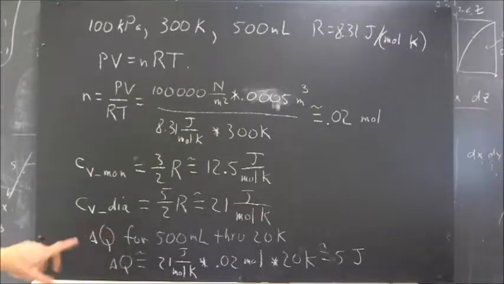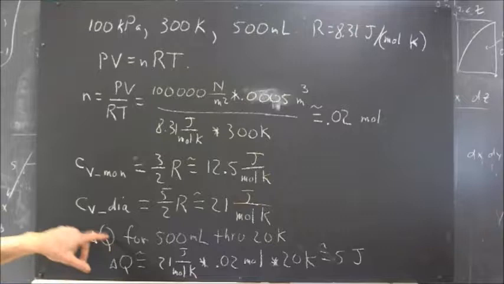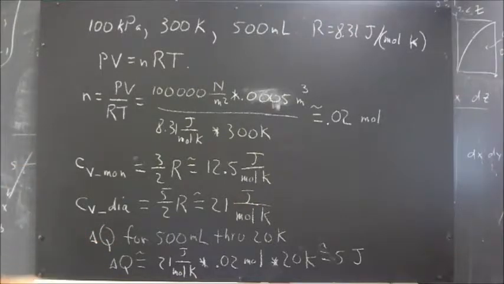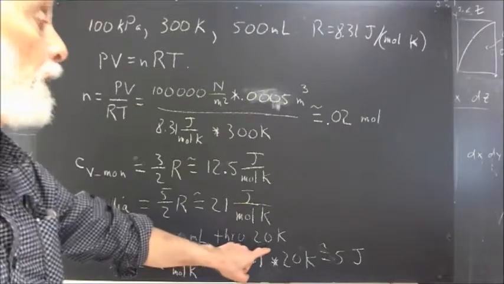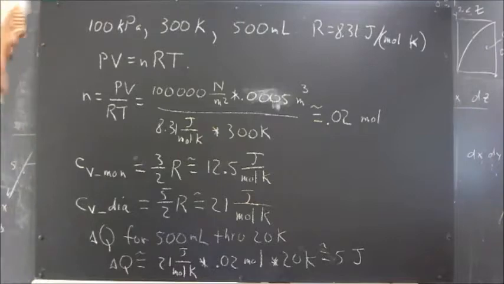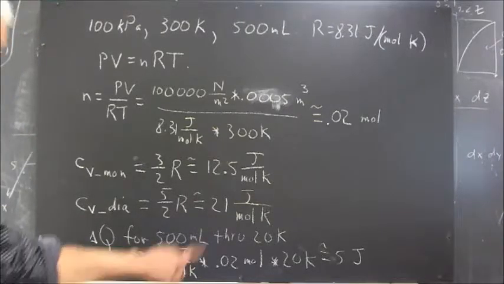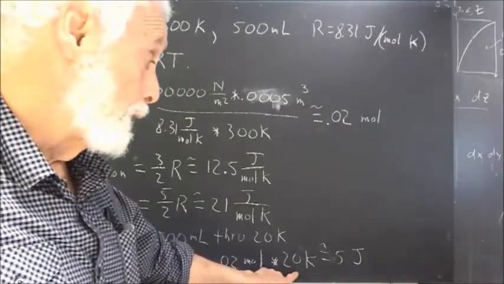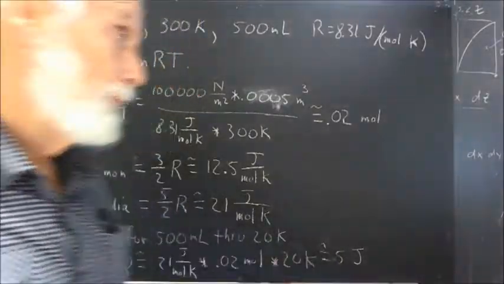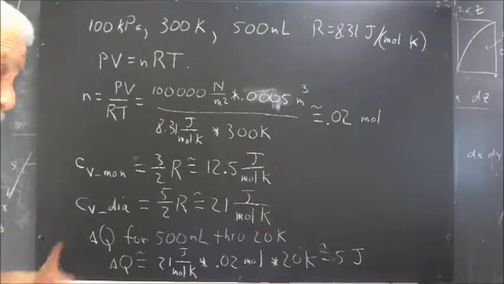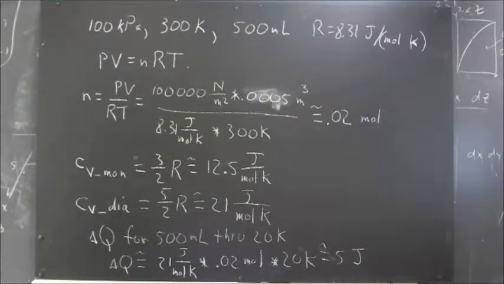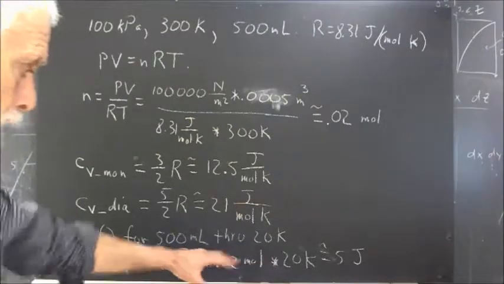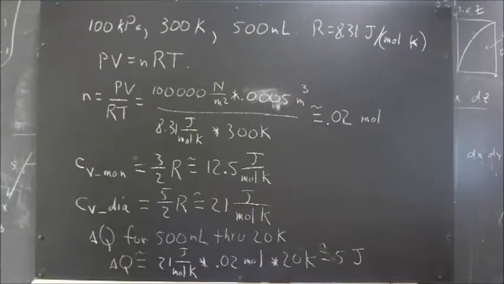So the delta Q is the change in thermal energy, the energy you've got to add to the gas to heat it up. The heat energy you've got to add to the 500 milliliters, increasing it by 20 Kelvin. You simply multiply the specific heat, the 21 joules per mole Kelvin, by 0.02 moles by 20 Kelvin, and get 5 joules. If you had read that problem and interpreted it carefully, that would be a fairly obvious thing, and hopefully this just confirms what you already figured out.